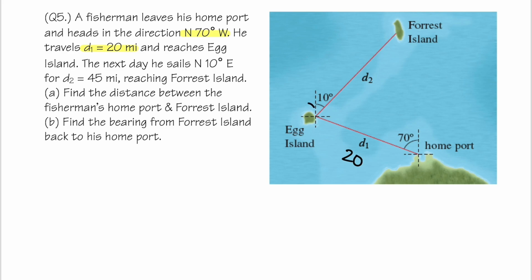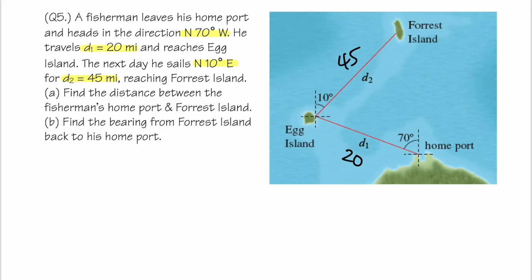All right, and then we got to the egg island. And then the next day, we are going to turn to the north 10 degrees east direction. So that's this part. And again, we have the north and then east, right? So 10 degrees means like that. So that's that. And D2 is 45 miles. So I'm going to label this length right here to be 45.